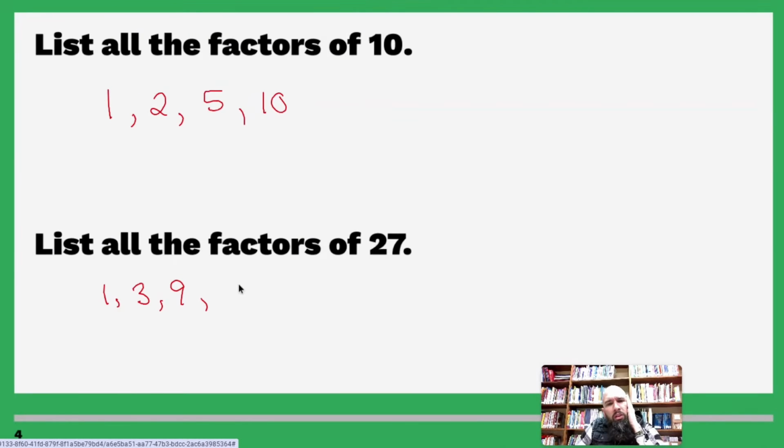But you know what? 14 is halfway there. So once we get to 14 and we say 14 is a big fat no, then we jump right to 27. So the factors of 27 are 1, 3, 9, and 27.